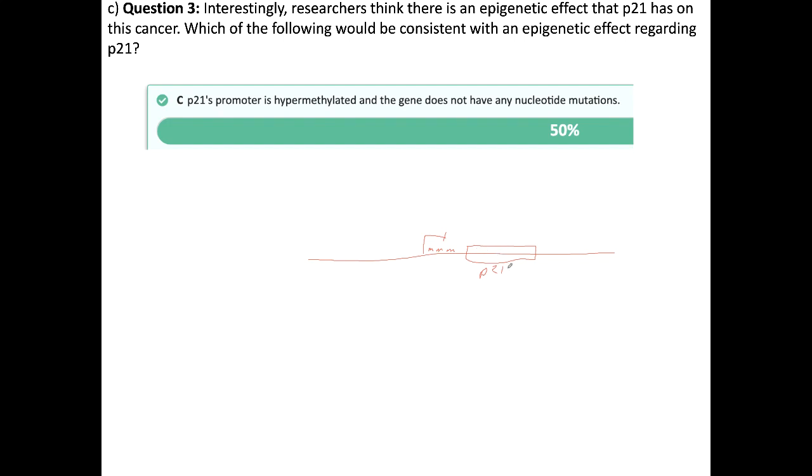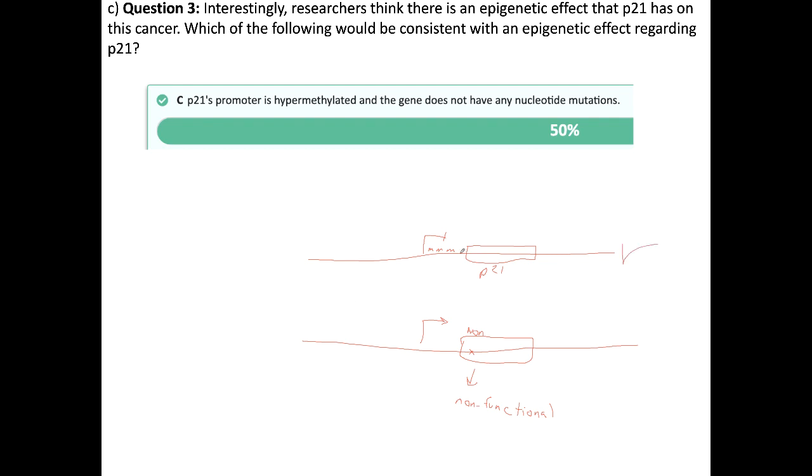So even though the sequence of P21 is perfectly fine, it's still not expressed because what they discovered was that the promoter was methylated. Having these methyl groups at that promoter is equivalent to having P21 with a nonsense mutation at the very beginning of the gene. In this case, it's transcribing this gene and making a protein, but the protein it makes is going to be very tiny and non-functional.